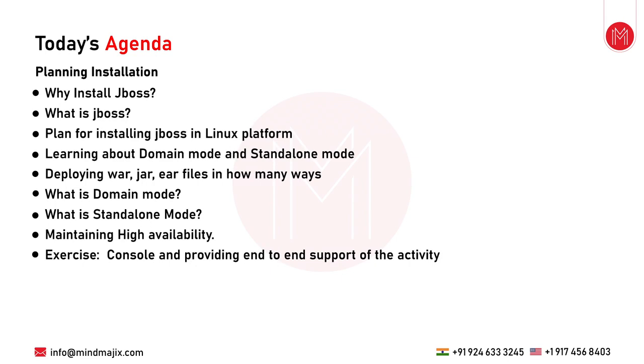Okay, and in JBoss we have two modes, which we call domain mode and standalone mode. These two modes are mainly useful in the JBoss platform to run an application on the server. Without these two we cannot deploy any application, any war files, or any software. So these two modes are very important.